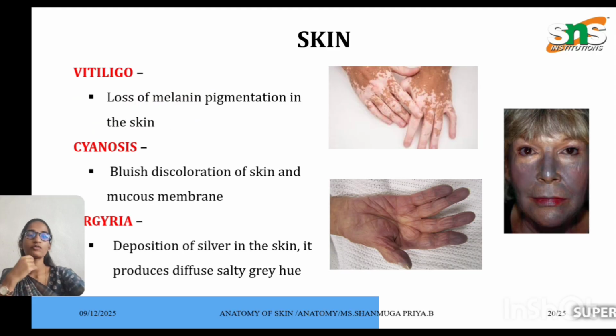In this class, we will be seeing about the applied anatomy of skin, namely vitiligo, which is the condition where melanin pigment is lost in the skin. Next one is cyanosis. So it is usually the bluish discoloration of the skin and mucous membrane. Argyria is the deposition of silver in the skin, and it produces diffuse slaty grey hue in the skin.